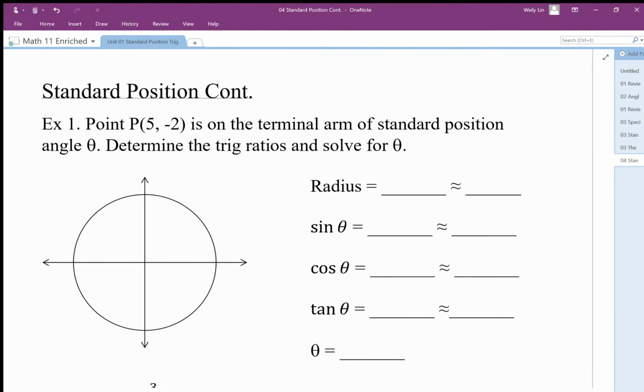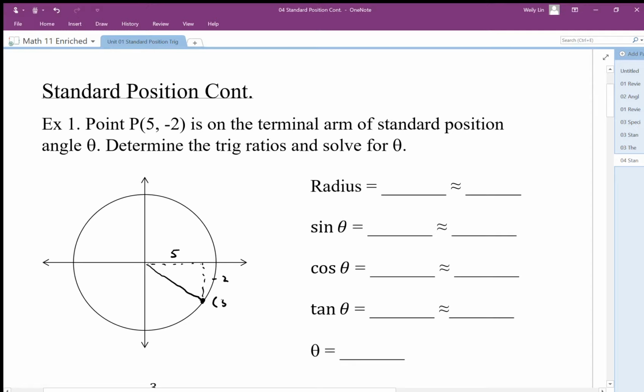So the point (5, -2) is locating the standard position angle. I'm going to just find that point on the circle. I'm going to go 5 over, about 2 down, somewhere around here. And again, we're just looking at the proportion of 5 and 2, and that's locating an angle here. Okay, I'm going to draw my little reference triangle here and put in the positions.